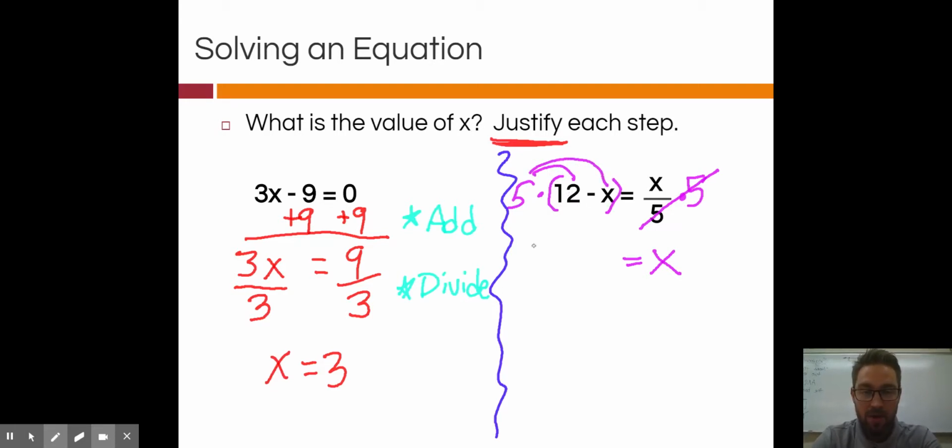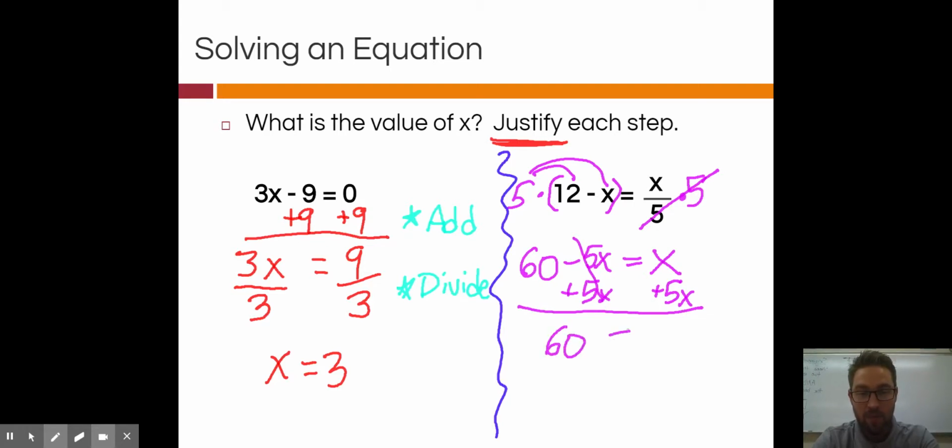5 times 12 is 60. 5 times negative x is negative 5x. And then if we want to try to solve for the variable, we need to get all of our x's on the same side. So I would probably put them all on the right-hand side because I'm a positive person, so I like to try to keep things positive. Add 5x to both sides, so it cancels it out there. On the left-hand side, we have 60. On the right-hand side, we have 1x plus 5x, which is 6x. Then we divide both sides by 6.